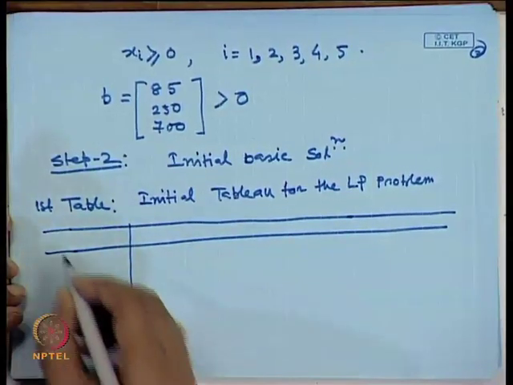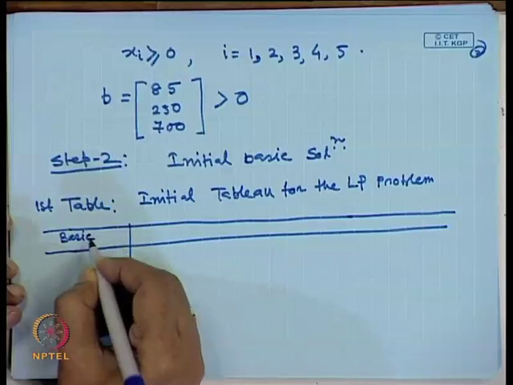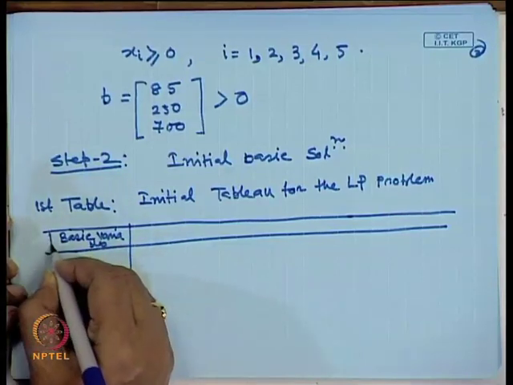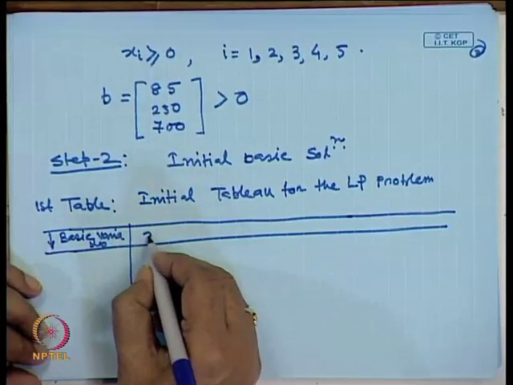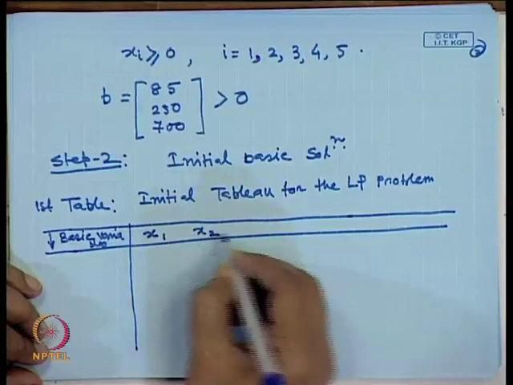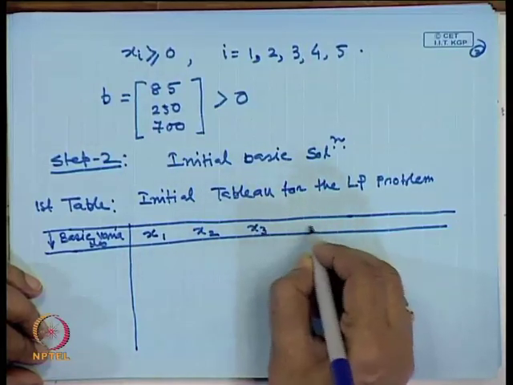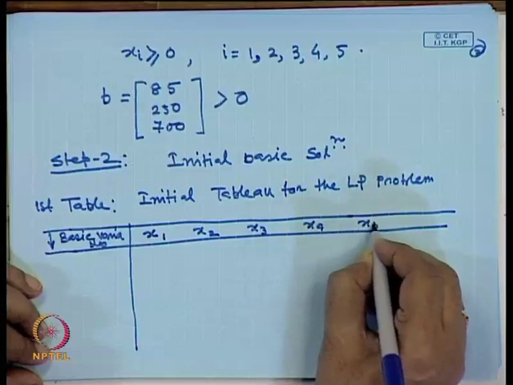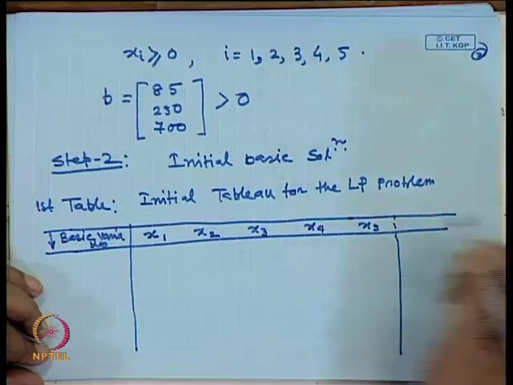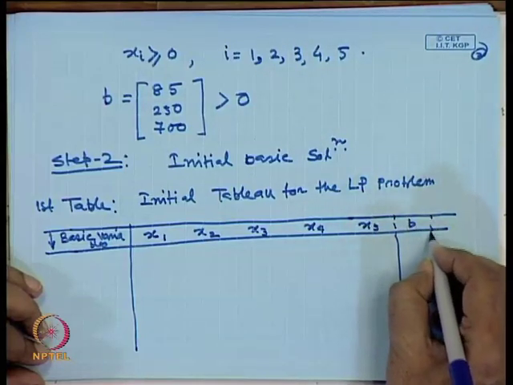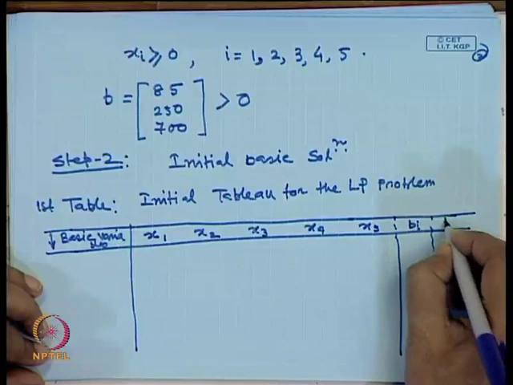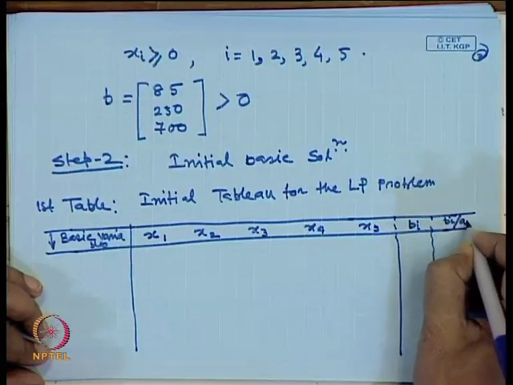So, in the first column you write the basic variables, or choice of basic variables. Then I am writing all the variables assigned in the standard LP problem. We have altogether 5 variables, x1, x2, x3, x4, then x5. Then we write the right hand side of the equality constraints, that is bi. Then we write the ratio of bi divided by aij.